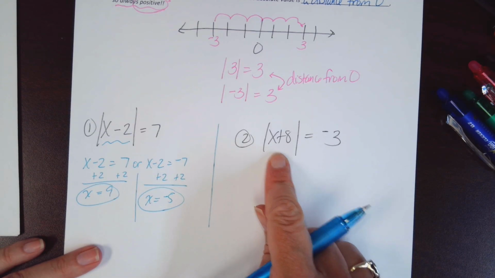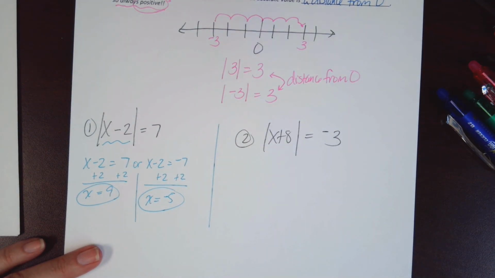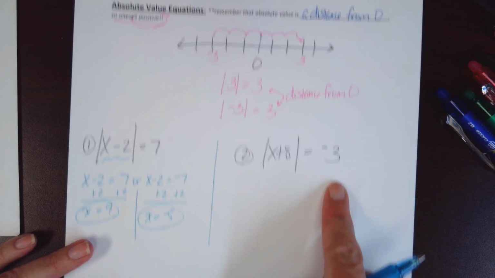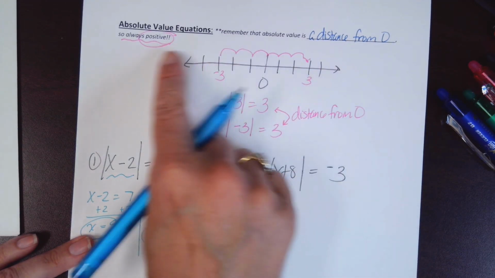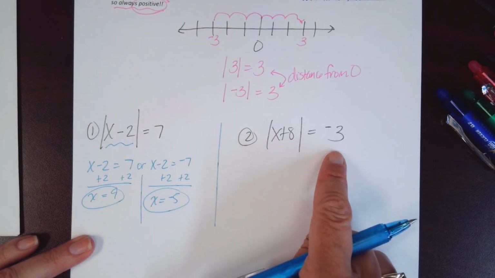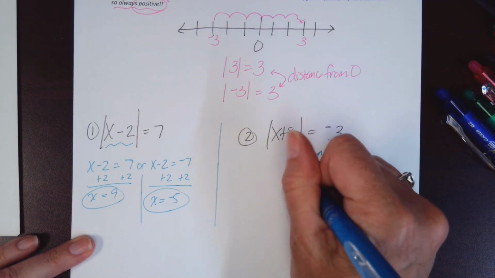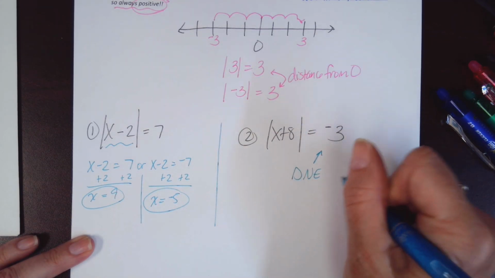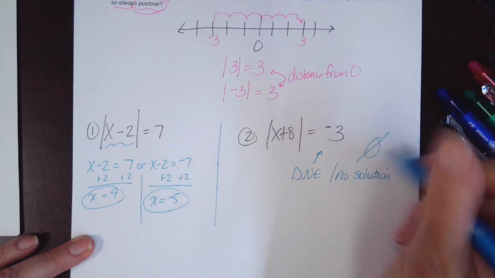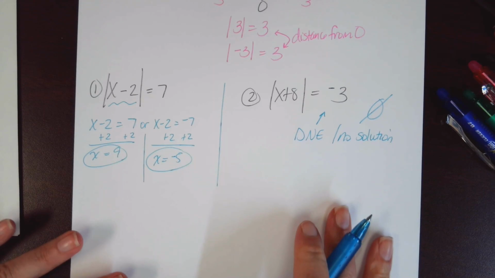Now let's look at this second one. The absolute value of x plus 8 comes out to be -3. Does that even work? Well, we just said that whatever comes out of the absolute value bars comes out positive. So there is no value that I will take its absolute value and it will come out negative. That does not exist. There is no solution. Another symbol for no solution is that 0.